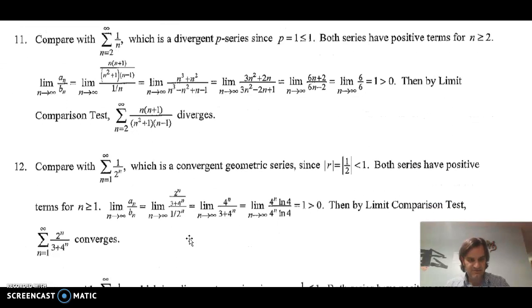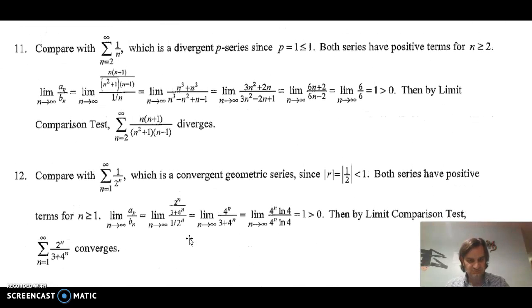Let's jump to, let's see here. Let's do number 12. So what have we got here? We're trying to determine if 2 to the n over 3 plus 4 to the n converges or diverges. Okay. And we're going to compare it to 1 over 2 to the n.